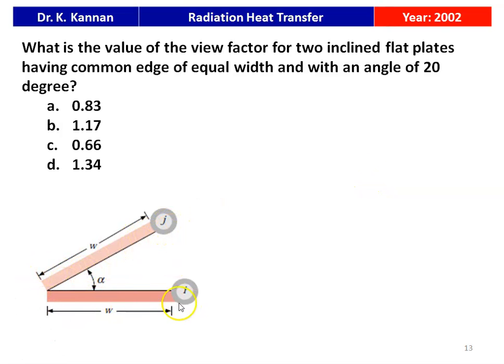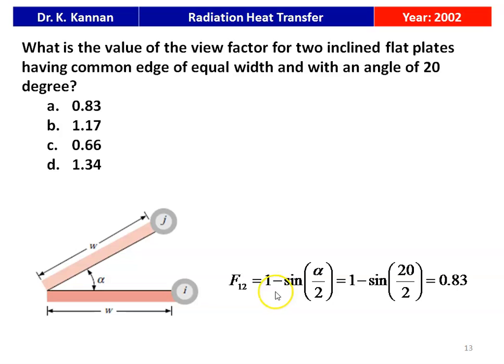W is the width of the plate. They are touching, they have a common edge here. The angle is alpha. So for this geometry, with i equal to 1, j equal to 2, F12 equals 1 minus sin(alpha/2). So 1 minus sin(20/2) equals 0.83. So the answer is 0.83.